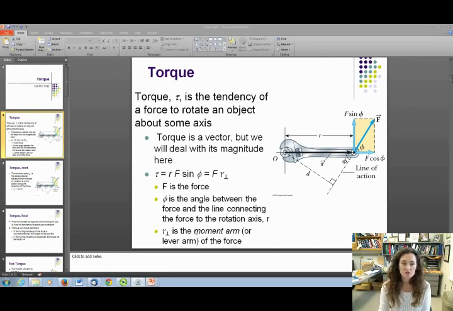Now, we call this r perpendicular the moment arm or the lever arm of the force. And the r perpendicular is equal to r times the sine of phi. Your book talks a lot about it like it's some magical thing, but really it's just r sine phi, okay? And that's called the moment arm.